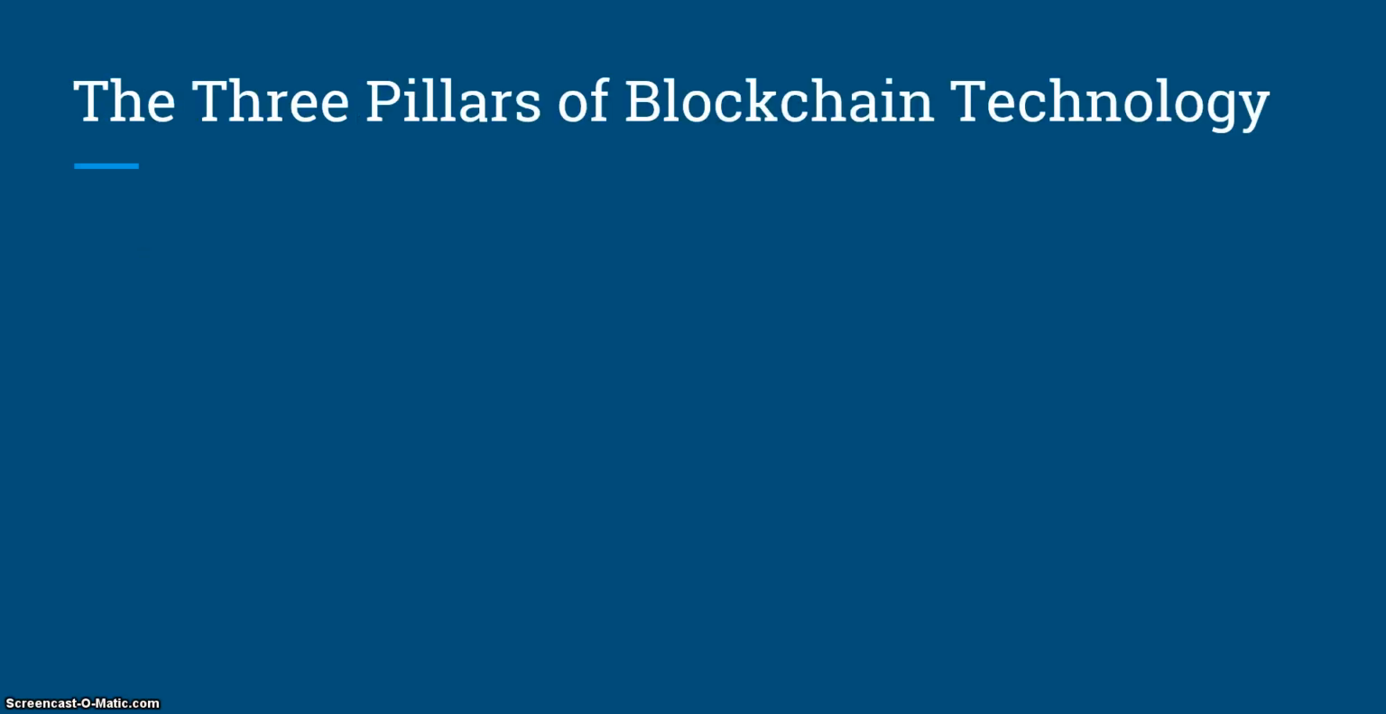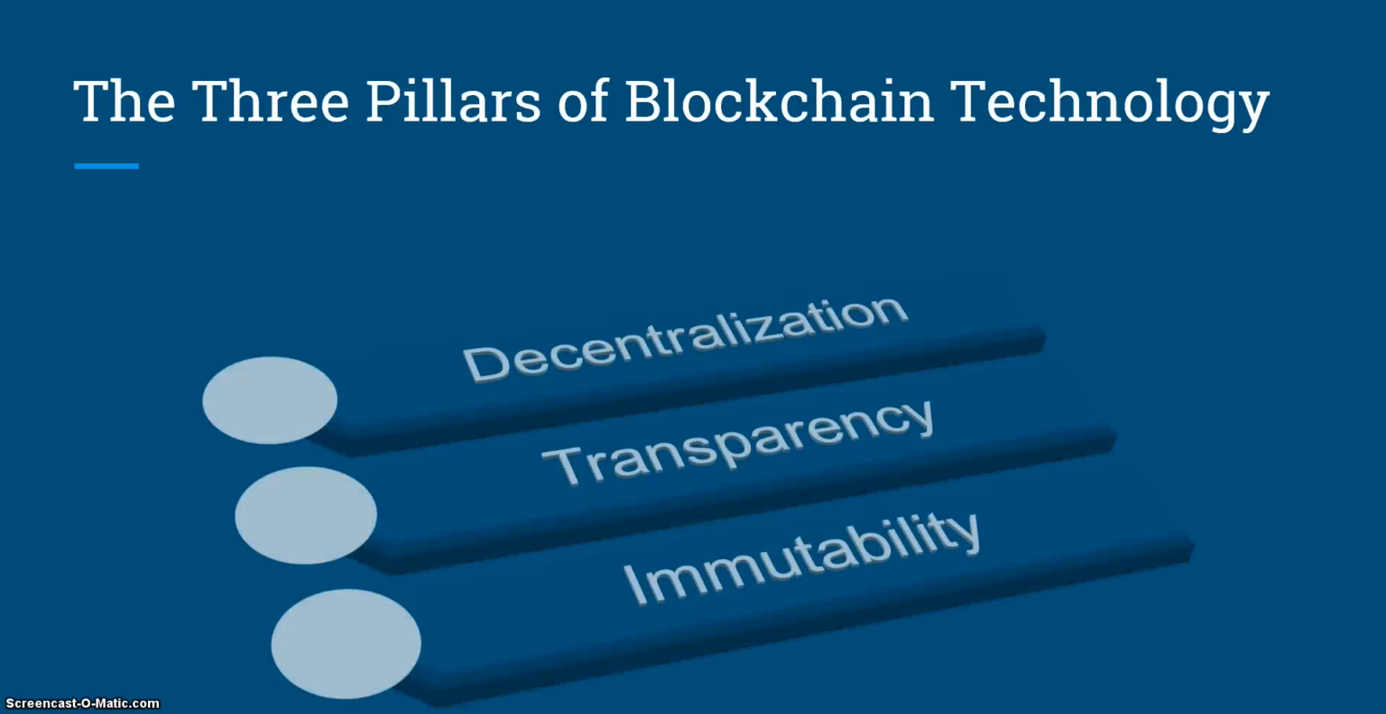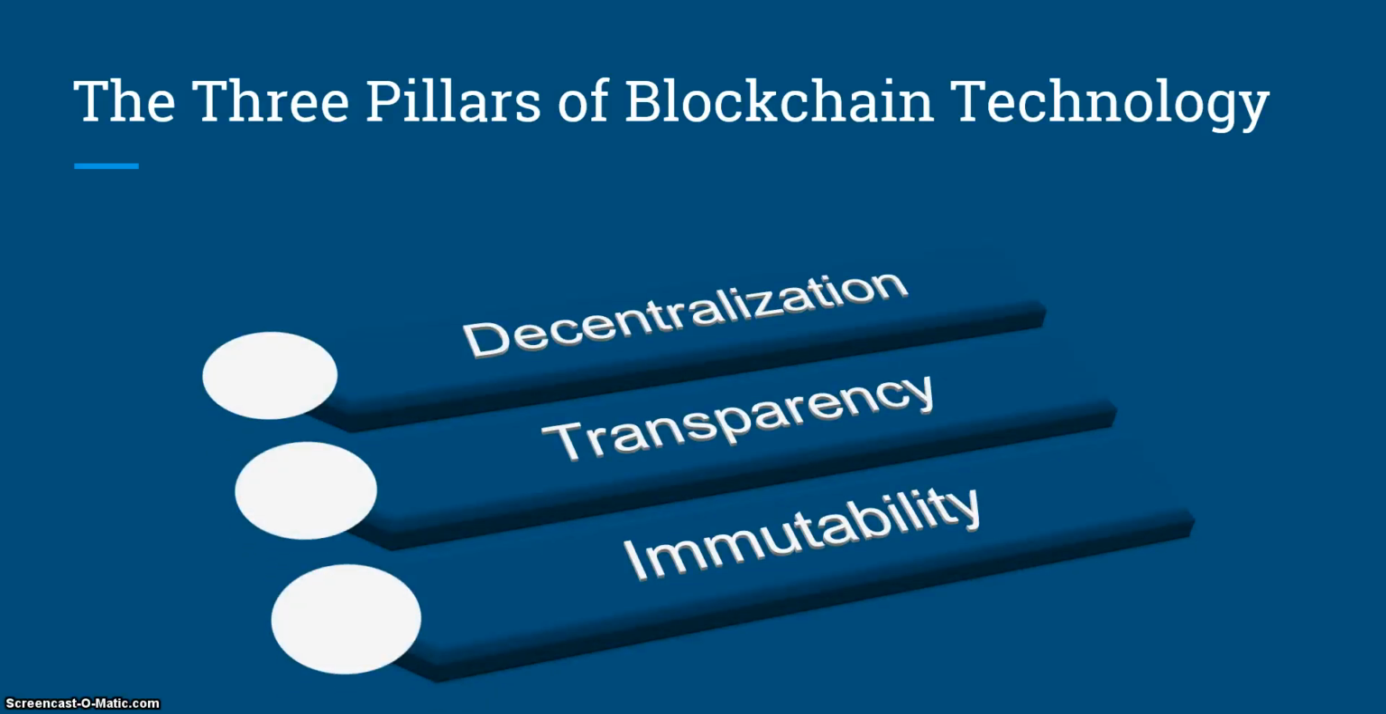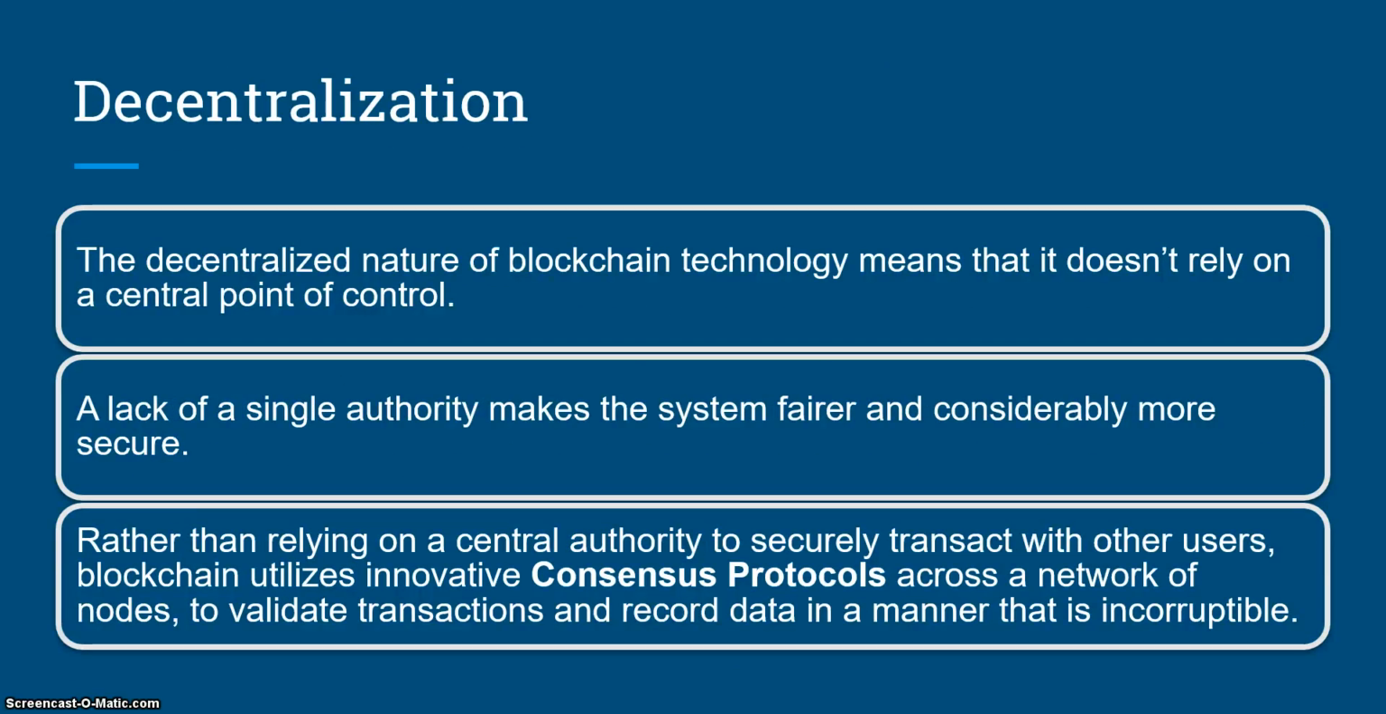There are three main pillars of blockchain technology. First is decentralization, second is transparency, and third is immutability. First one is decentralization. Decentralization means there is no central server. The blockchain has no central point of control. It works on peer-to-peer communication. It is more secure than the client-server model or central server model. It uses a consensus protocol to establish and control the whole network and its working.